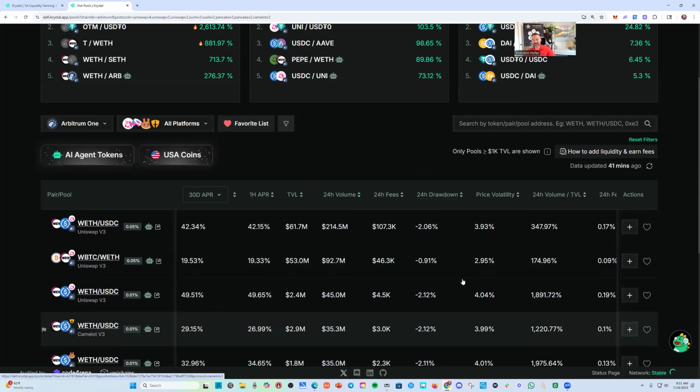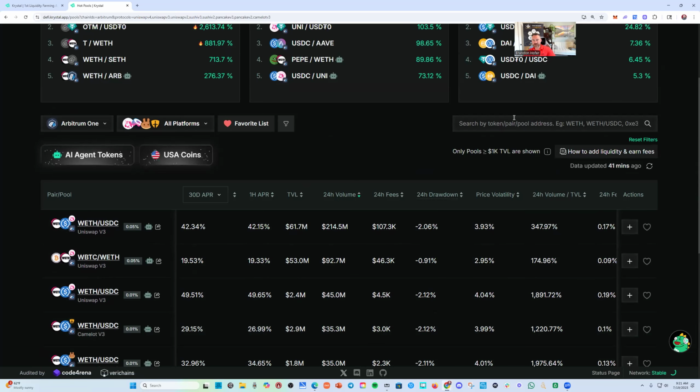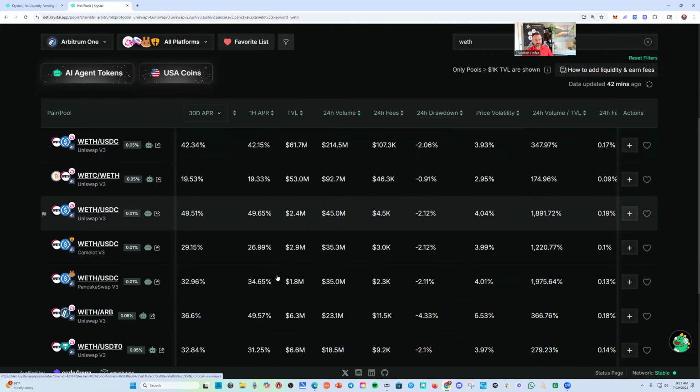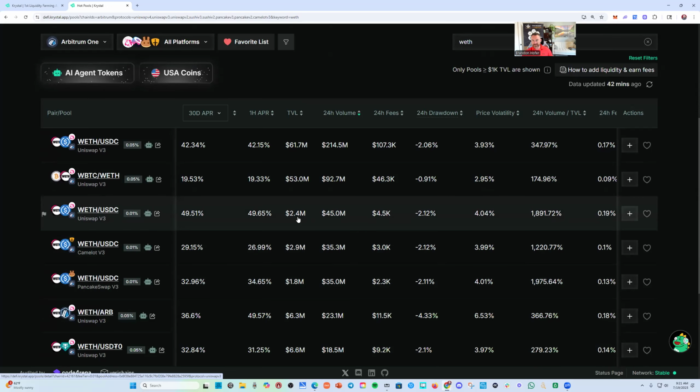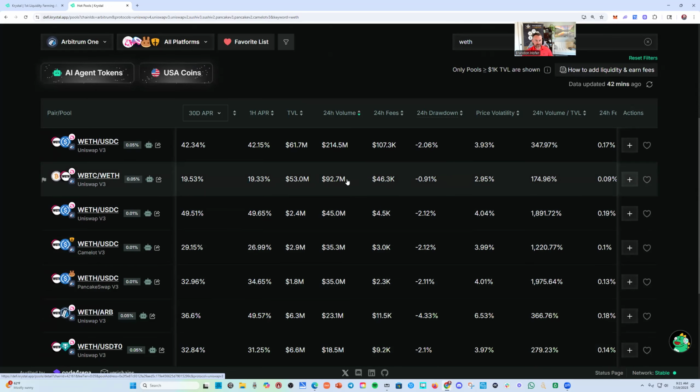So how can I narrow this even further? Well, I'm filtered by 24-hour volume. Now I've got this handy little search bar here. And I can say, you know what? I think today, because I want to keep the demo as simple as possible, I only want the pairs with wrapped ETH. So I type in my WETH there on the search bar. And now this is going to show me only pairs where at least one of the components of the pair is wrapped Ethereum.